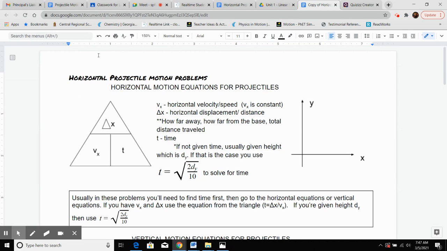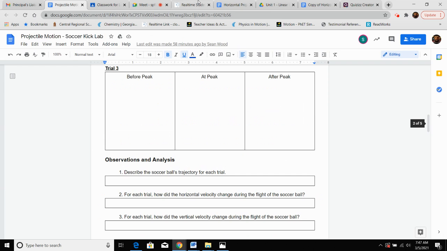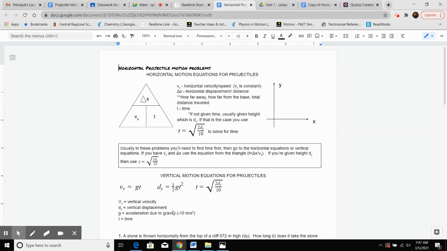So today we're doing a continuation of yesterday, horizontal projectile motion problems. It looks a little bit different than yesterday's, but it is going to have basically the same concepts, the same ideas. You have your x equations, your horizontal motion. How far from the base is your delta x? How far from the base, total distance traveled, how far away, that is x. That's displacement. Vx is your horizontal speed or velocity, and I wrote in here, Vx is constant.